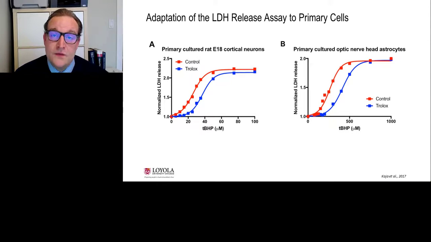In our article from 2017, we've also provided protocols for how this assay can be adapted to cultured rat cortical neurons, as well as to primary cultured optic nerve head astrocytes. Again, here you see untreated cells, which are depicted in the red line labeled control, or treated with Trolox as an antioxidant. What you can appreciate is a right shift in the curve, making the cells less susceptible to the deleterious effects of oxidative stress.